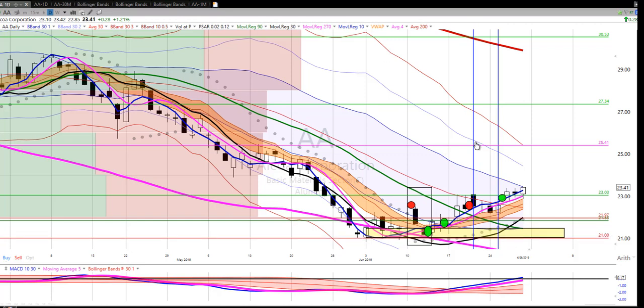We have the Bollinger Bands based on 30-period lookbacks, plus 1, 2, and 3 standard deviations, plus or minus 1, 2, and 3. Thick red lines, 200-day moving average. Thick purple line, the 270-period regression line. The green is the 90. The black is the 30. The 10 is the RL10.